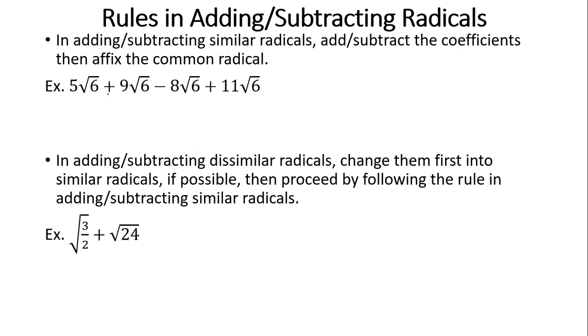So the first rule is in adding or subtracting similar radicals, add or subtract the coefficients, then affix the common radical. In this rule, we encounter the word similar radicals. Two radicals are similar or are said to be similar if and only if they have the same radicand and the same index.